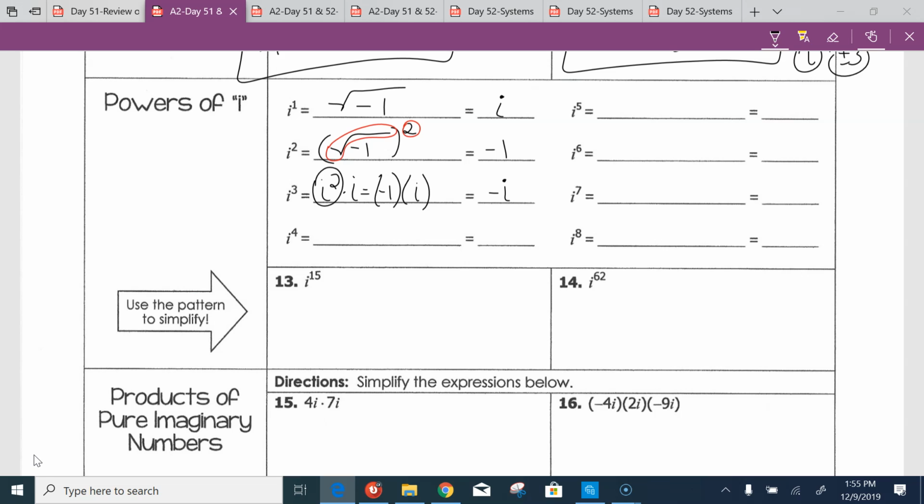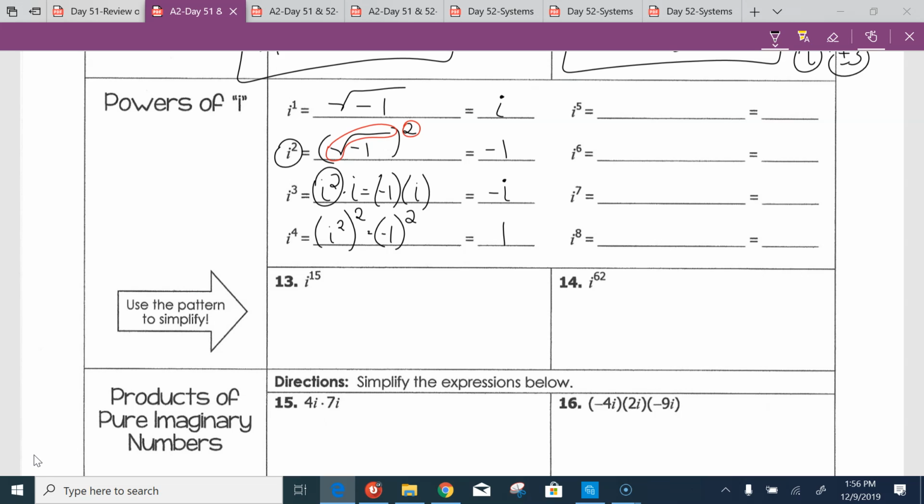Now let's try i to the fourth power. i to the fourth power is the same thing as just i to the second power, again. Or 2 times 2, which is 4. Well, i to the second power, we saw up here, equals -1. So I would raise -1 to the second power. What's -1 times -1? That would give me a positive 1.